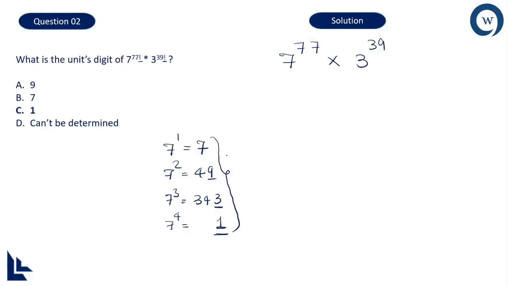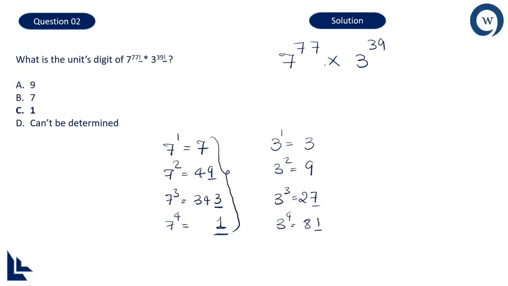Okay. Exactly in a similar way, 3 also has a similar kind of pattern. That is 3 power 1 is 3, 3 square is 9, 3 to the power 3 is 27 and the units digit is 7, 3 to the power 4 is 81 and the units digit is 1. You can see, and irrespective of any power, 3 raised to something will have any one of these 4 digits in the units place. Now we'll check it out.